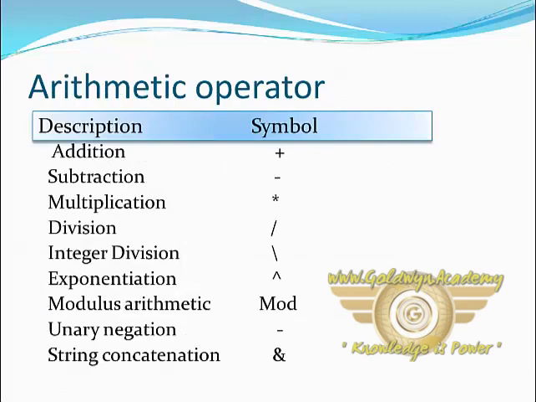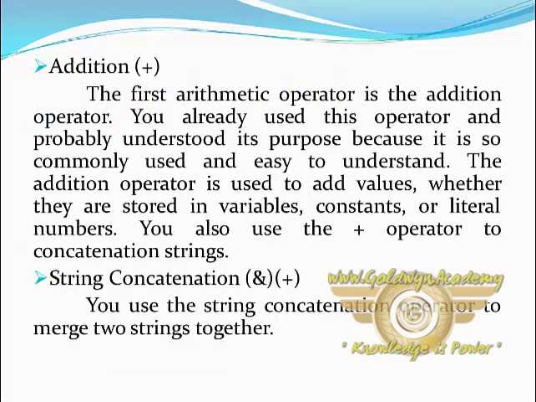Arithmetic operator. Here is a list of arithmetic operators and symbols. Addition. The first arithmetic operator is the addition operator. You have already used the operator and probably understood its purpose because it is so commonly used and easy to understand. The addition operator is used to add two values, whether they are stored in variables, constants or literal numbers. You also use the plus operator to concatenate strings. String concatenation. You use the string concatenation operator to merge two strings together.